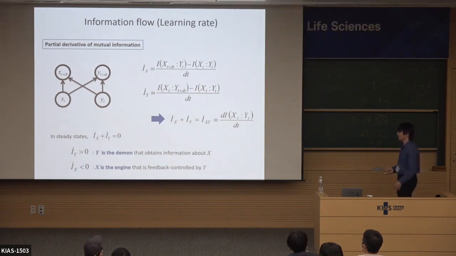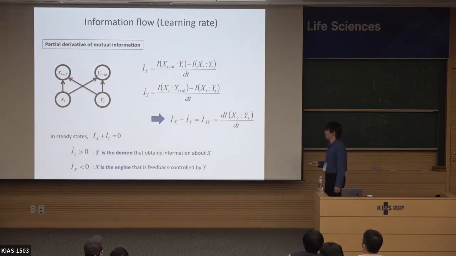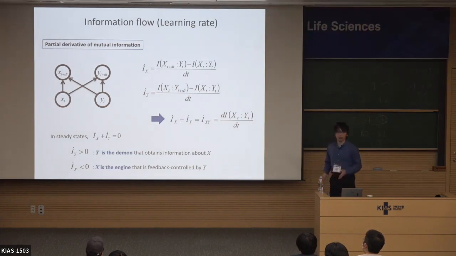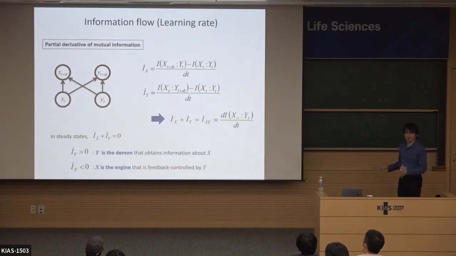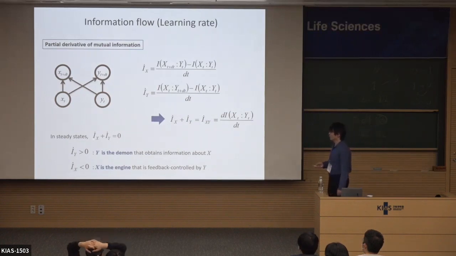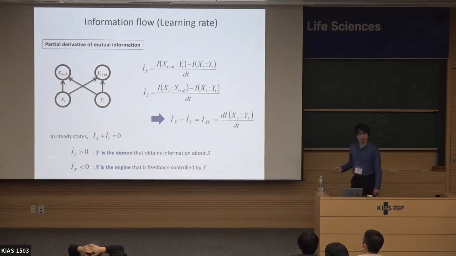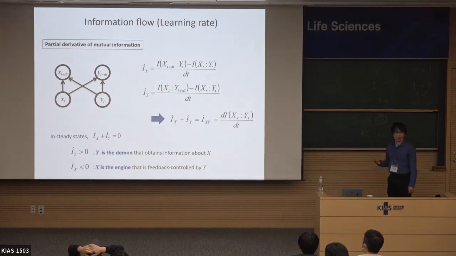In particular, if the system is in a global steady state, it can be out of equilibrium, but if the time evolution of the probability distribution is time independent, then the total mutual information change is zero. So in that case, the sum of the information flow terms of X and Y is zero. If one of them is positive, the other is automatically negative.